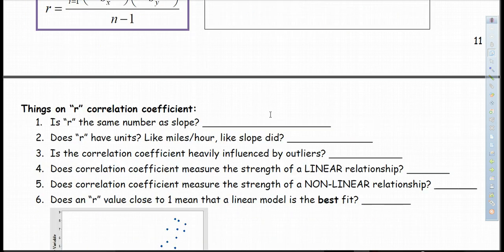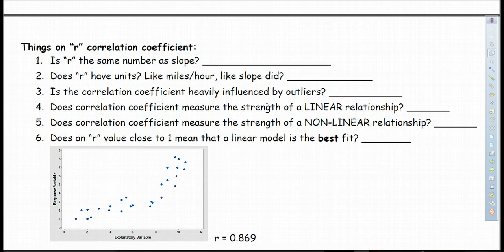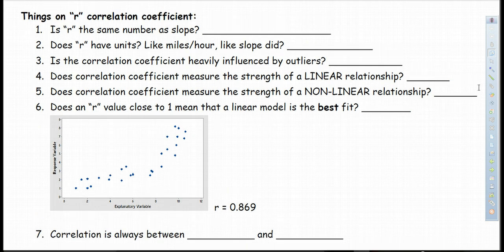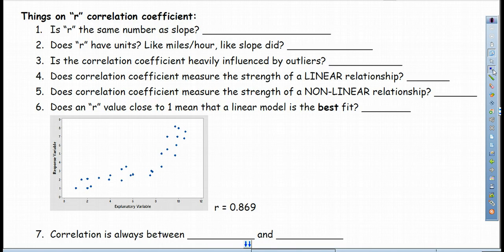Moving on to the next page, we're going to talk about the correlation coefficient some more. So let's go through a few things about the correlation coefficient. First of all, is r, or the correlation coefficient, the same number as slope? No, right? Remember, correlation coefficient is not the slope, but they do have the same sign.